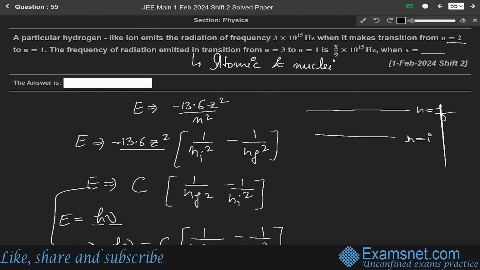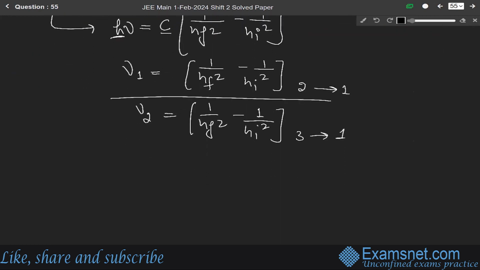At first, the transition is from 2 to 1, and we are given 3 into 10 to the power 15 hertz frequency. Now we have to find the frequency when the transition is from 3 to 1. So we are using the transitions from 2 to 1 and from 3 to 1. So for 2 to 1, we can write it as nu1 is equal to 1 over 1 minus 1 over 4.